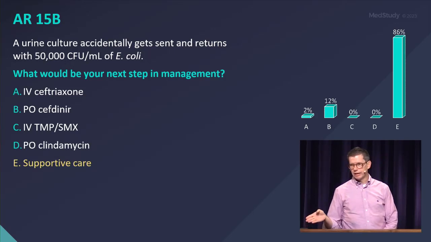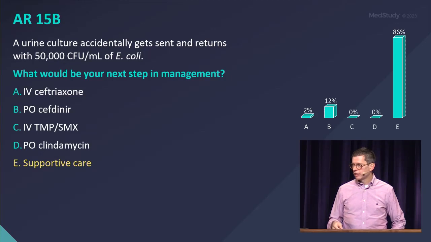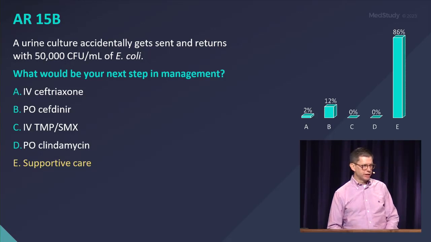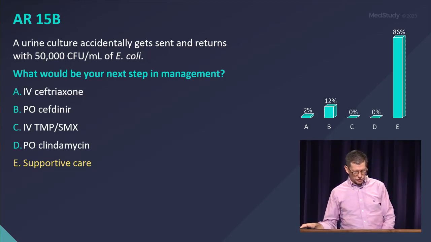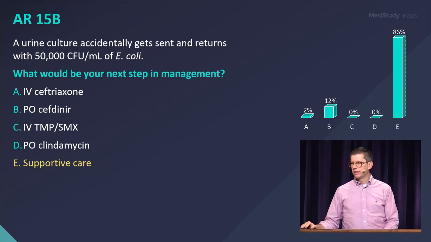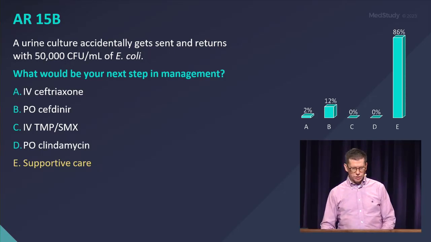IV TMP-SMX, again, it's bioavailable, so there would be no real indication to do IV. TMP-SMX, we would want to give PO. PO clinda does not cover gram negatives, and the most common cause of UTI is E. coli, which is a gram negative, so there's really no indication to give clinda in a kid with concern for UTI. So it would be supportive care. The only time we get worried about asymptomatic bacteriuria is in teenagers who are pregnant, when we treat those particular individuals.